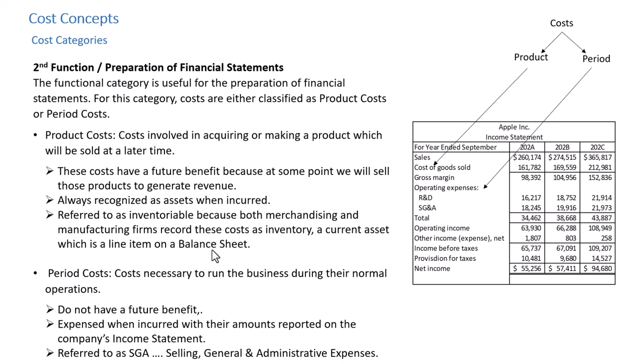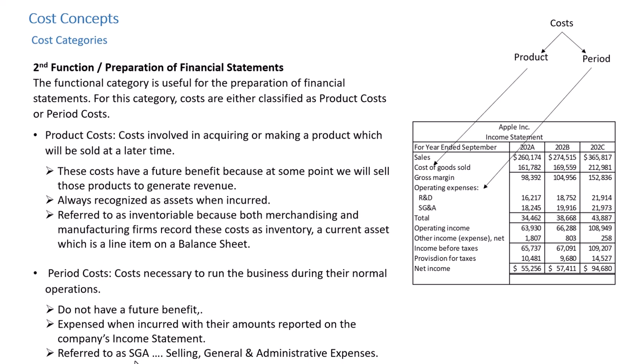Period costs, on the other hand, are costs necessary to run the business during their normal operations. Because they don't have a future benefit, we expense them with their amounts reported on the company's income statement. In our bike case, all direct and indirect costs related to manufacturing the bikes would be product costs, while all costs needed to sell the bikes, provide general services, and run the administrative operations would be treated as period costs.